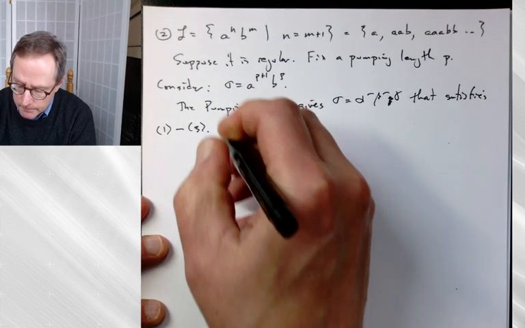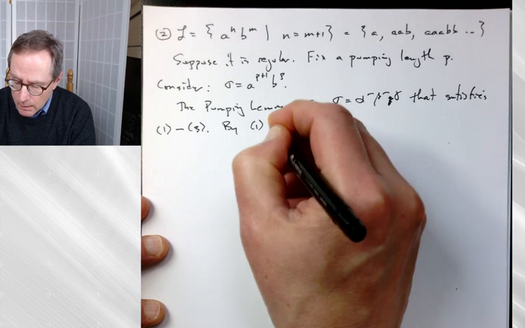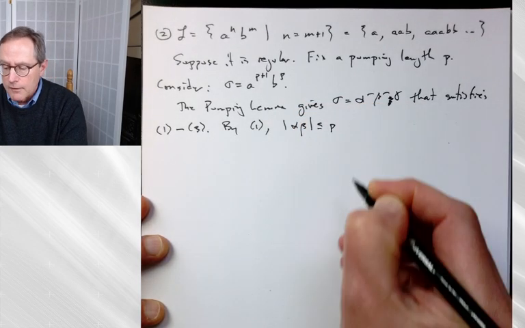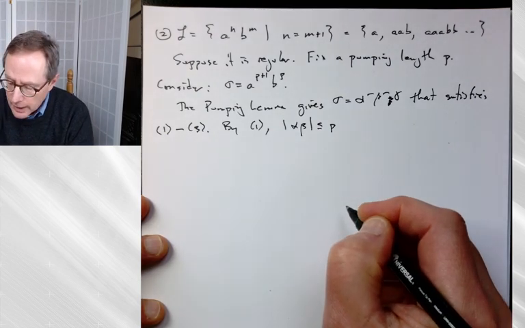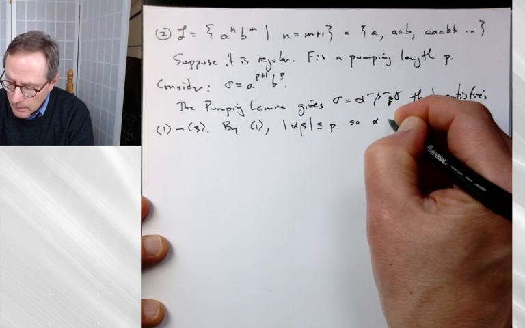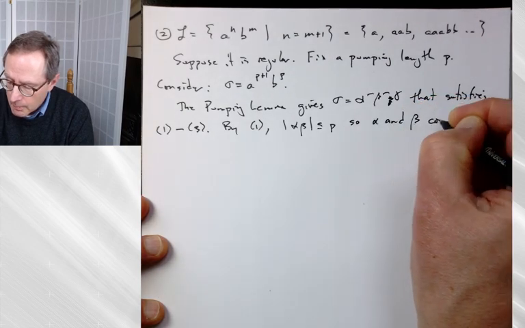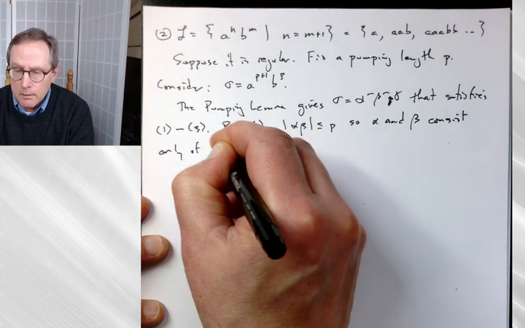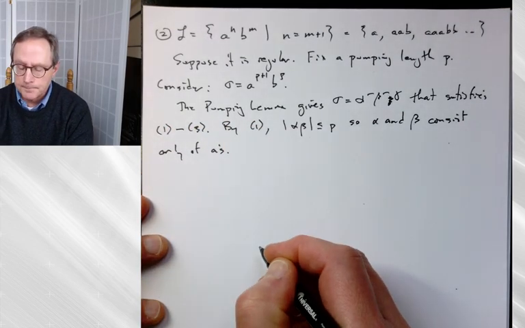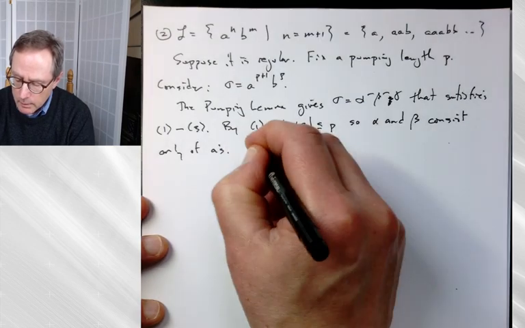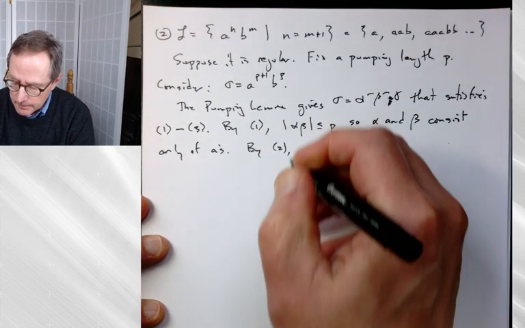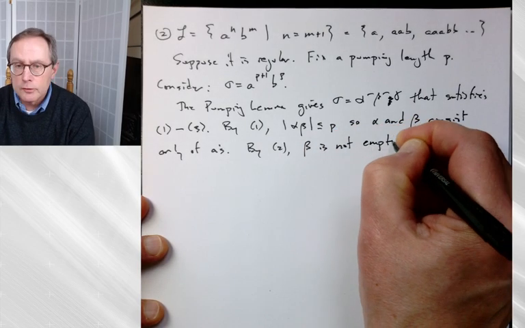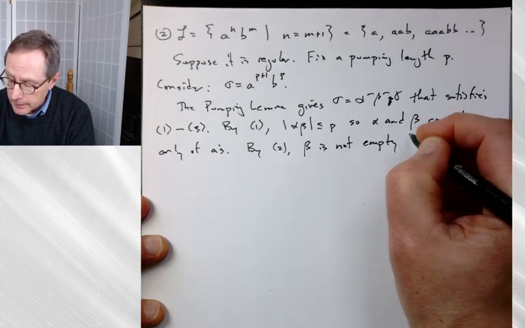By 1, the length of alpha beta together is less than or equal to P, so alpha and beta together consist only of A's. Obviously supposed to remind you of the previous argument. By 2, beta is not empty, so beta consists of at least one A.